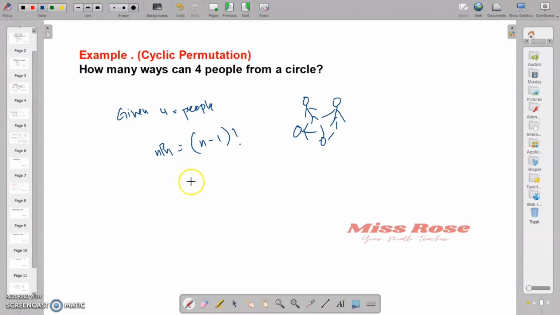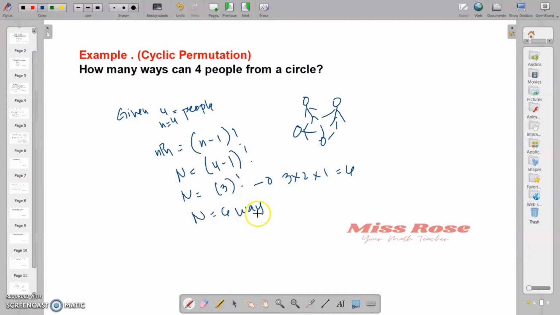So, n is 4 people, 4 minus 1 factorial. So, n equals 3 factorial. 3 factorial is a basic calculation: 3 times 2 times 1. So, 3 times 2 is 6, times 1 is 6. So, n equals 6. There are 6 ways. So, that's the cyclic permutation.